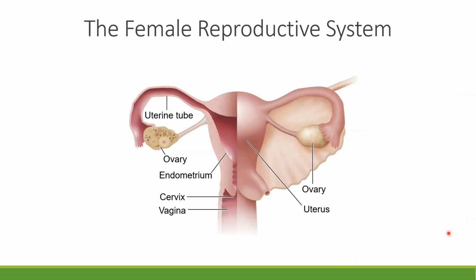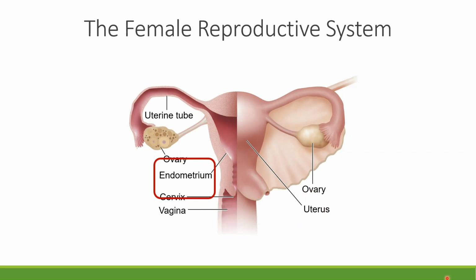Here is a depiction of the female reproductive system. This includes a pair of ovaries that produce eggs or ova and release them during ovulation. The uterine tube, also called the fallopian tube, transports the ovulated eggs from the ovary to the uterus. If sperm is present, fertilization typically occurs there. And the uterus is a muscular organ where a fertilized egg implants and develops into a fetus during pregnancy.